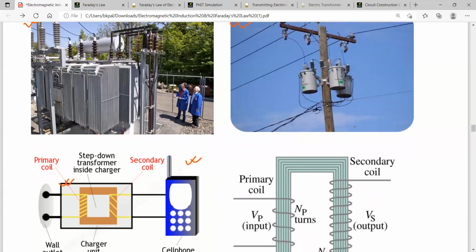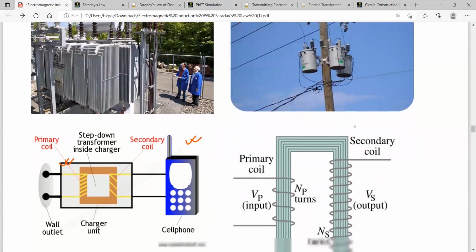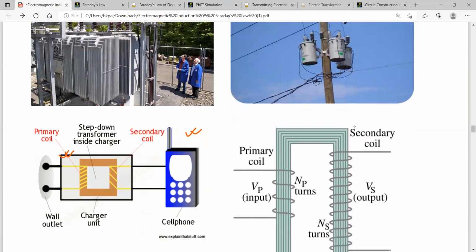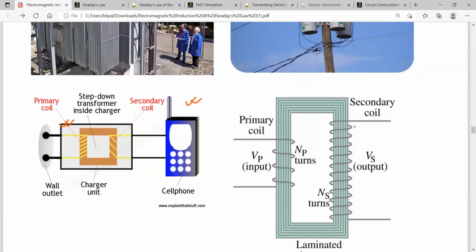So what do we have in a transformer? A transformer contains two coils. This one we call the primary coil, and this one we call the secondary coil. So here you see this is the primary coil and this is the secondary coil.